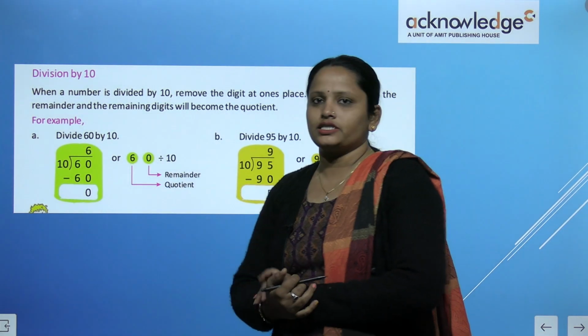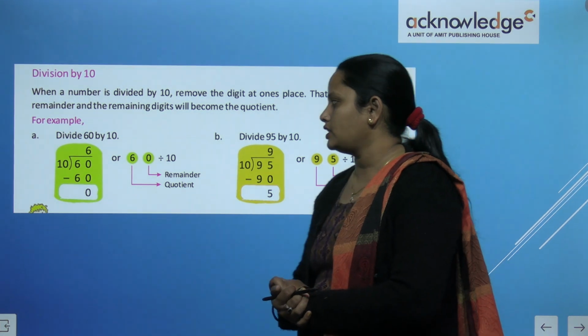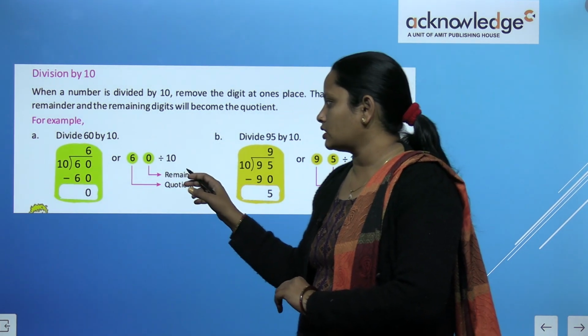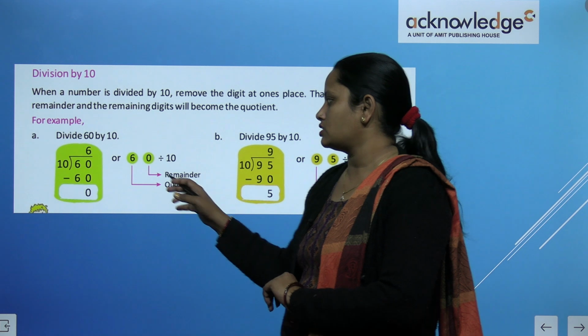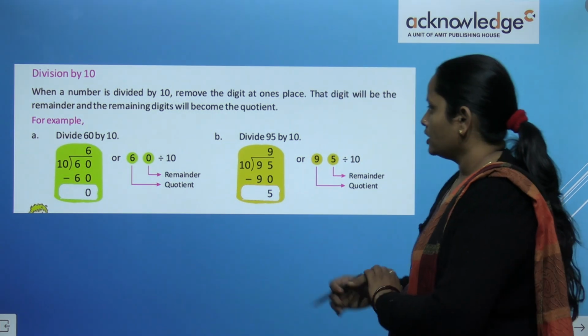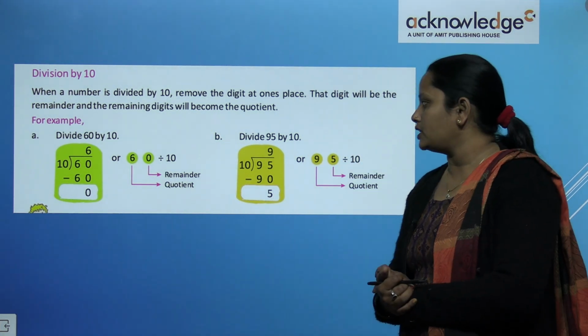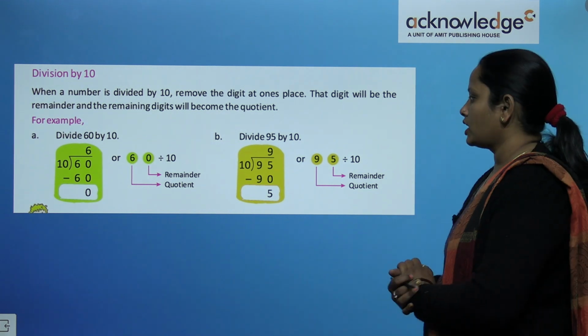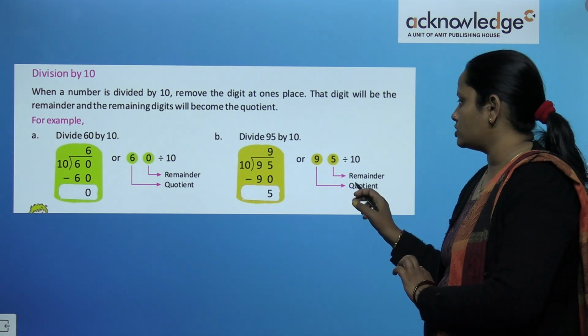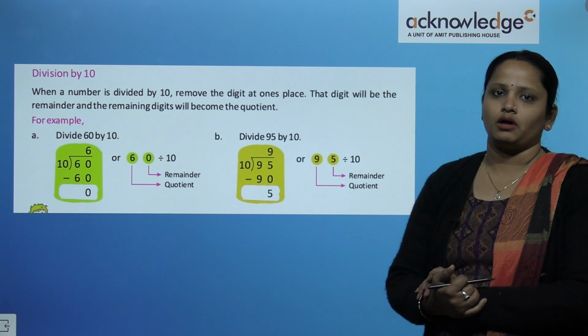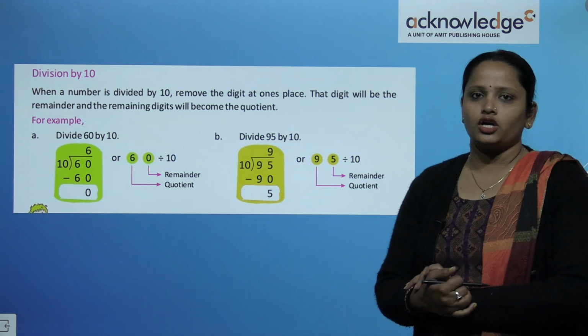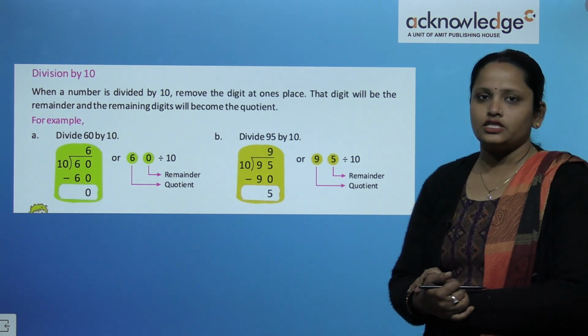So here let's divide 60 by 10. 60 को हमने 10 से divide किया. So in 60 you can see 0 is the remainder and 6 is the quotient. Similarly 95 को हमने 10 से divide किया, तो हम इसको check कर सकते हैं. 9 is the quotient and 5 is the remainder. So this is the shortest method of doing division by 10.